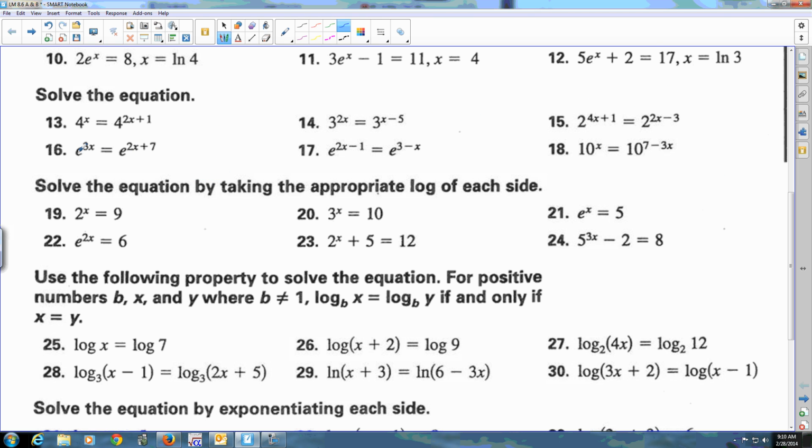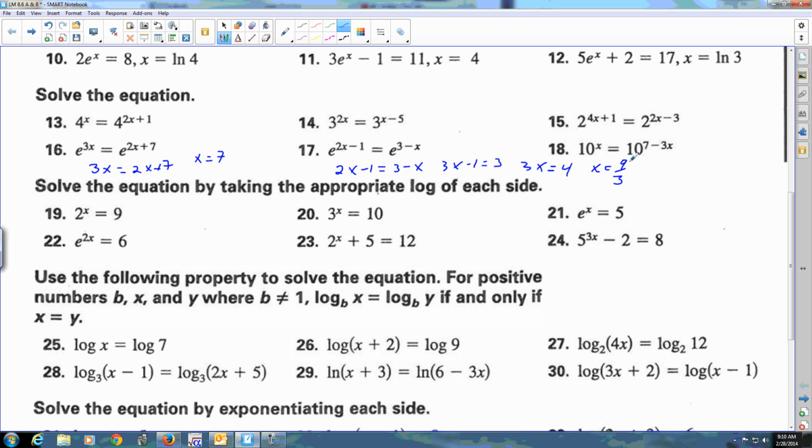It doesn't matter that the base is e. The only way these are going to be equal is if their exponents are equal. Subtract the 2x, and you get x is equal to 7. Same deal. 2x minus 1 is equal to 3 minus x. Add the x over. Add the 1. So you got 3x is equal to 4. So x is equal to 4 thirds.